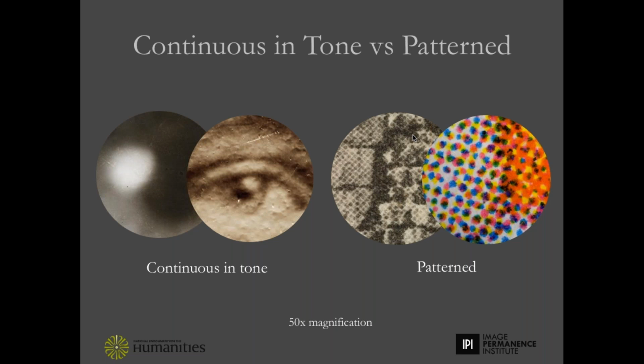A little definition detour is needed here. The term continuous in tone is used to describe true photographs. This distinguishes a true photograph from photomechanical or digital prints in which a distinctive image pattern is visible with magnification. So here we have true photographs continuous in tone, and here we have two different kinds of photomechanical prints where you can see a very distinctive pattern.